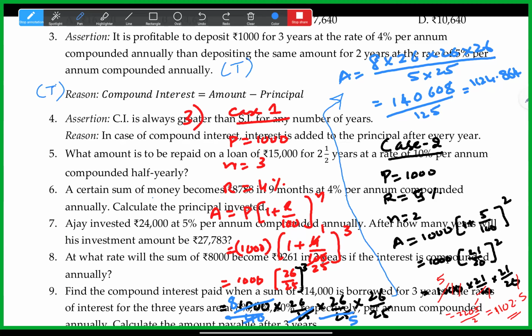If you see, till now we didn't use any new formula. All the first three questions are direct. They gave principal, time, and rate of interest, and we substituted in the formula A is equal to P into (1 plus R by 100) whole power n. As of now, there are no indirect questions. Reason: compound interest is equal to amount minus principal. Shall we delete this one? Yes, sir, you can delete it.